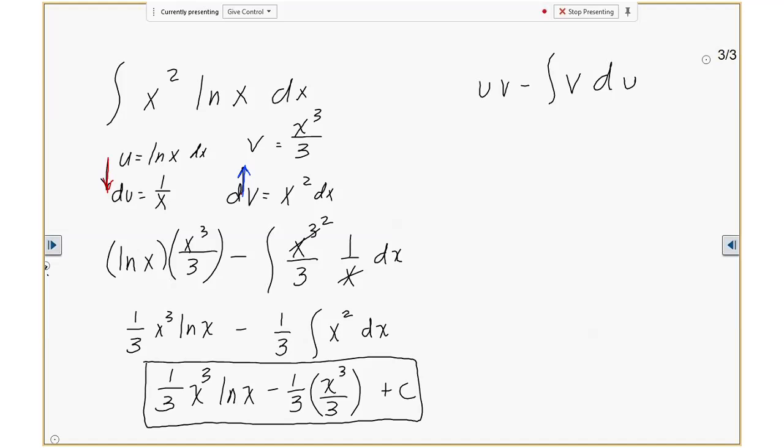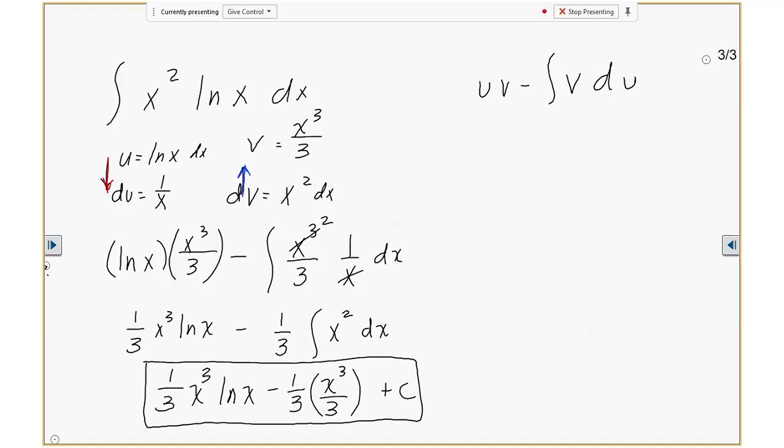Question. uv minus the antiderivative of v du. So right now, there's 3 things that you need to be able to do with integration. 1 is to do basic integration. 2 is to do integration by substitution. And 3, do integration by parts. Okay?